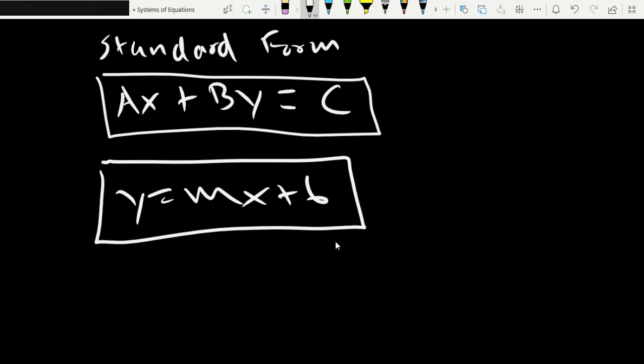Typically, when you see this equation, it is going to be a little easier to find the solution, but there are methods that you can use to make this a little easier, but we're going to see that in the future.